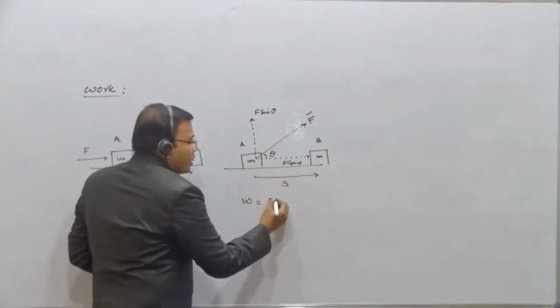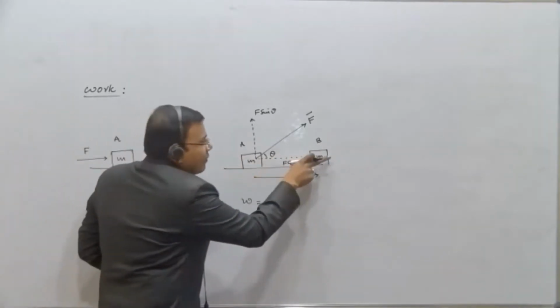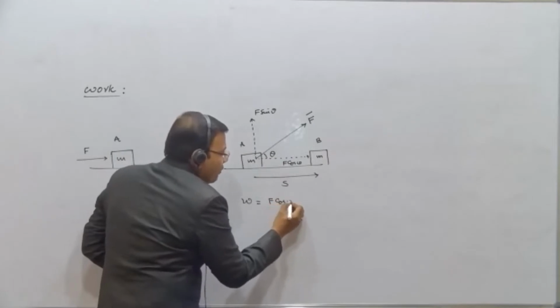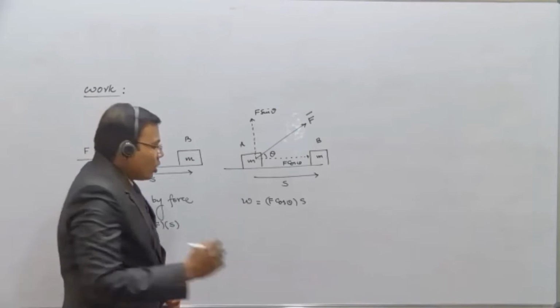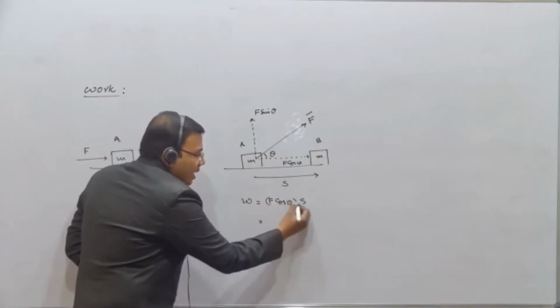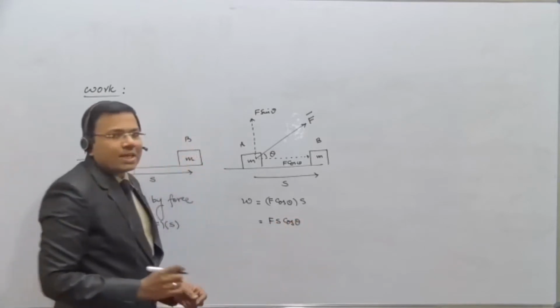That is F cos theta, because this much is the force here. Here F was the force, and here F cos theta is the force. So I take F cos theta into S. That is the displacement. Now, what I do here is, this is Fs cos theta. I'm writing in order, Fs cos theta.